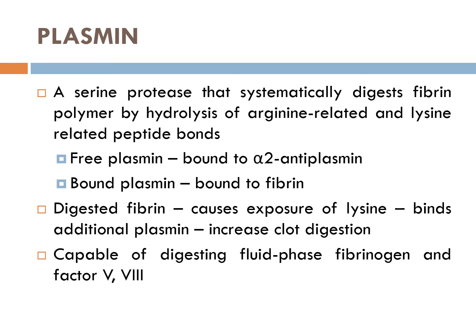However, free plasmin, or plasmin that is in the plasma, is also capable of digesting fluid phase fibrinogen and factors 5 and 8. That's why free plasmin should always be bound to an alpha-2 antiplasmin to prevent this from happening.